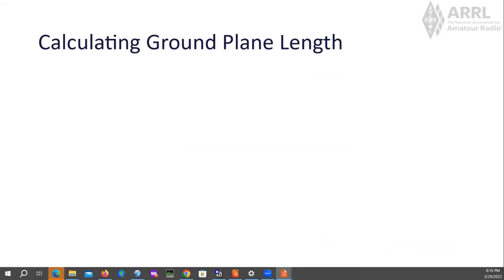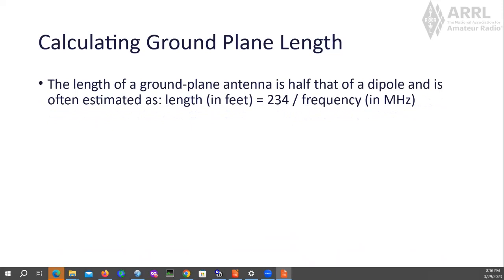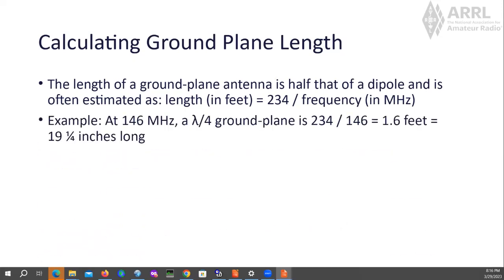Calculating ground plane length. The length of a ground plane antenna is half of a dipole and is often estimated as the length in feet equals 234 divided by the frequency in megahertz. Example, at 146 megahertz, a lambda divided by 4 ground plane is 234 divided by 146 equals 1.6 feet long equals 19 1/4 inches.